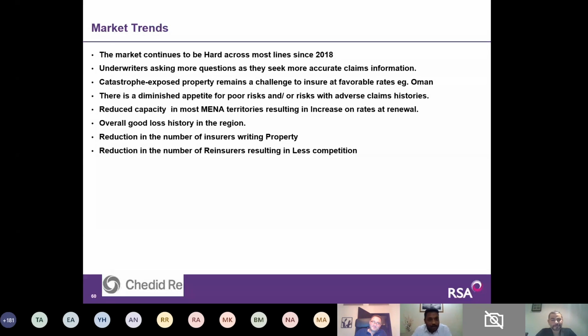The market continues to be hard across most lines since 2018. So underwriters asking, as a broker, do you feel this? Yeah, definitely. We are feeling this, especially because some capacities have gone from the market. So that is also adding to this market hardening. The prices are going up. Everyone is facing the issues in the market, especially on high hazard occupancies. On soft occupancies, it is still the same, so it won't affect us badly, but on the high hazard occupancies, the capacities and the prices are changing.